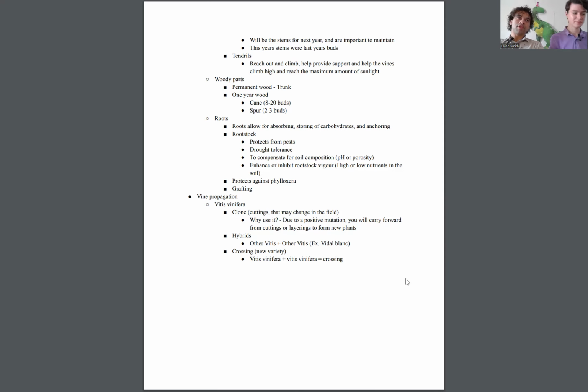So you can do some different things with Vitis vinifera if you want to achieve different results. You have a couple options of vine propagation. You can clone, you could perform a hybrid sort of propagation, or you could cross. Each of these things is going to have a different outcome.